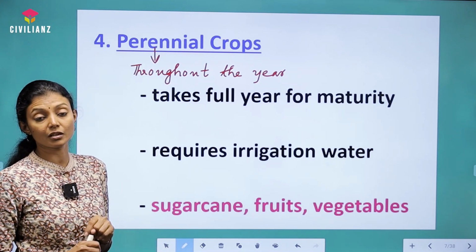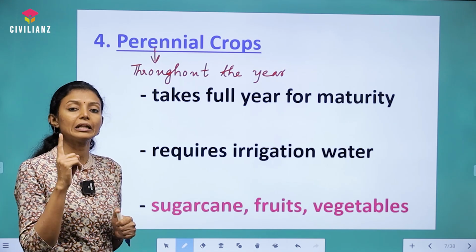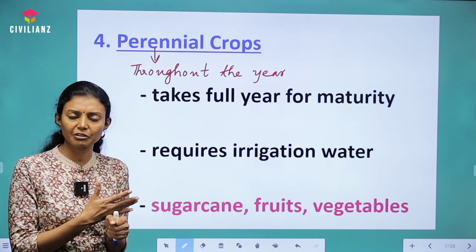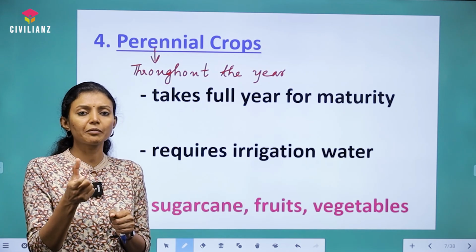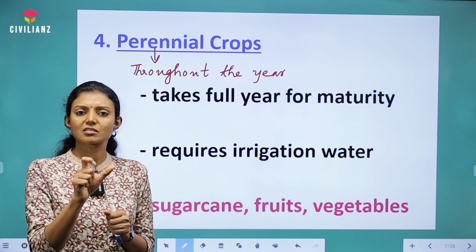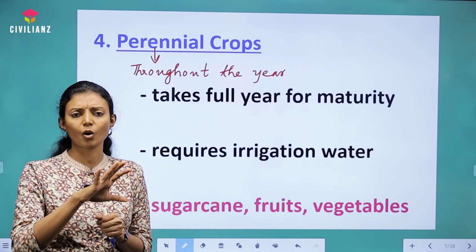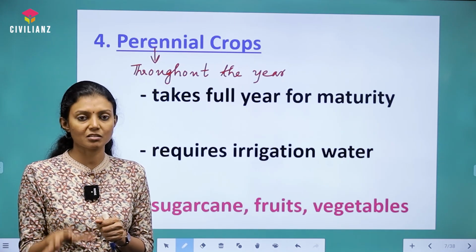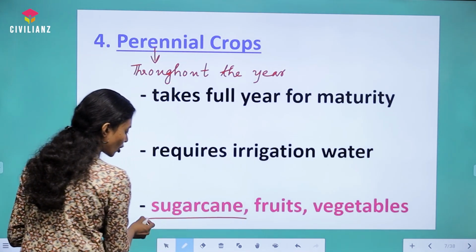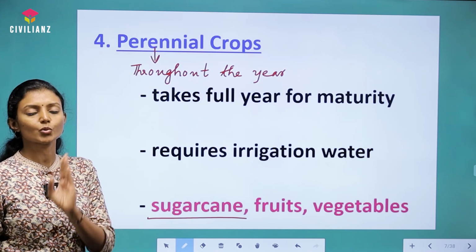So here we are discussing perennial crops. That means it takes 1 full year for maturity. Previously we have seen Rabi, Kharif, Sayat. All these come under a time span of 6 months or 3 months. It is seasonal. But perennial crops take 1 full year for maturity. That is around 360 to 365 days required to attain maturity. And the best example for a perennial crop is sugarcane. It approximately takes 360 days to attain maturity.